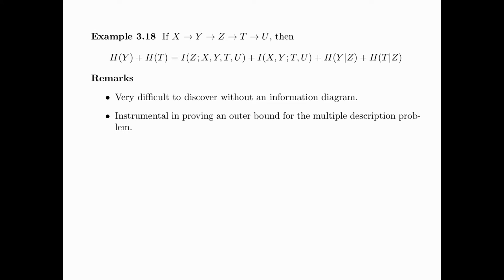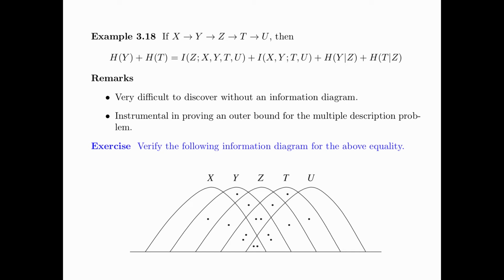This identity is very difficult to discover without an information diagram, and it is instrumental in proving an outer bound for a problem in information theory called the multiple description problem. As an exercise, verify the following information diagram for the above equality.